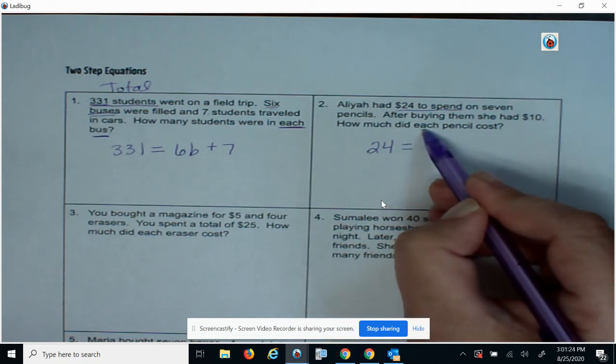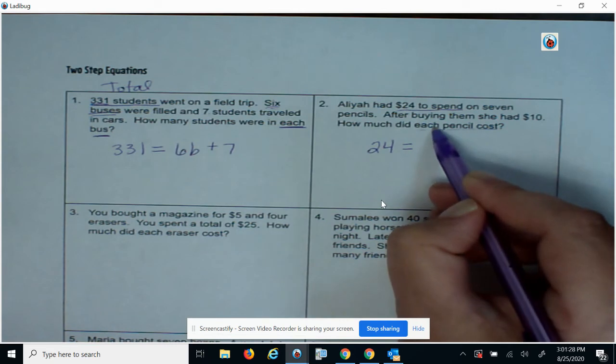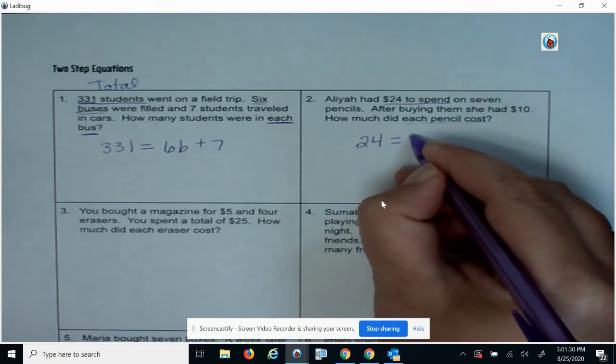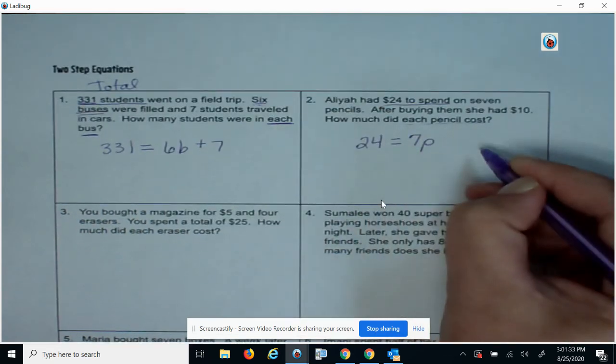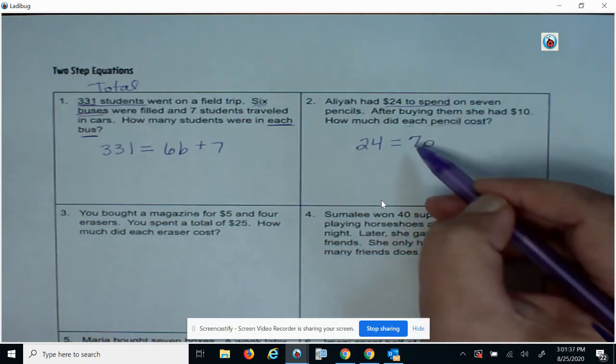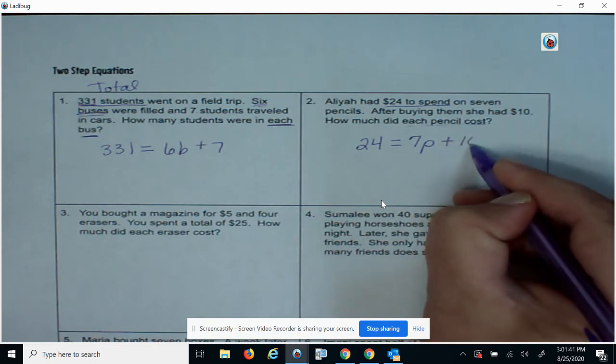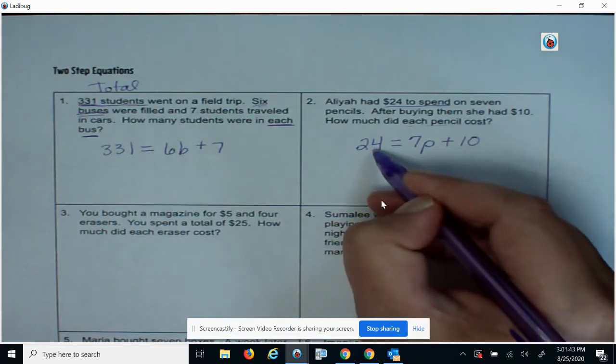And we want to know how much each pencil cost, right? So each means I got to pair it with a variable. So 7 pencils, let's call it P. And after buying them, she had $10. So she had 7 pencils and $10, and means plus, for a total of $24.